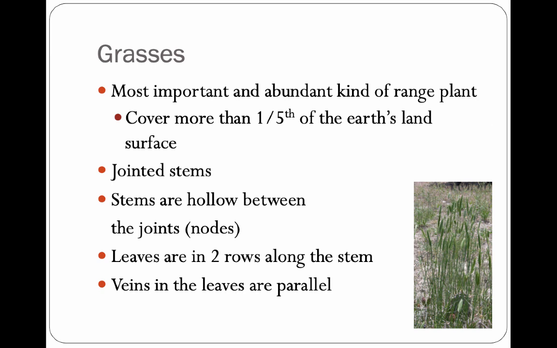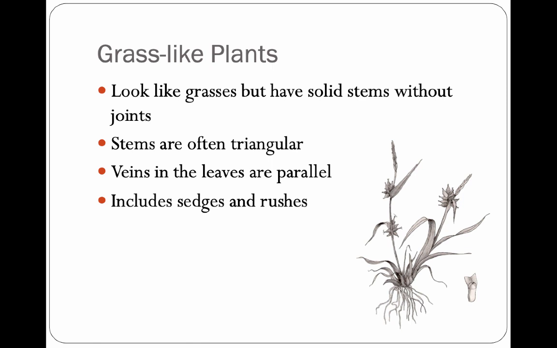Some of the characteristics of grasses are that they have joints that connect the leaves of their stems. The stems are going to be hollow between the joints or the nodes, and there tends to be two rows of leaves along the stems, and the venation of the grass leaf is going to be parallel, and that is going to change when we get to forbs, which tend to have more of a webbed vein structure.